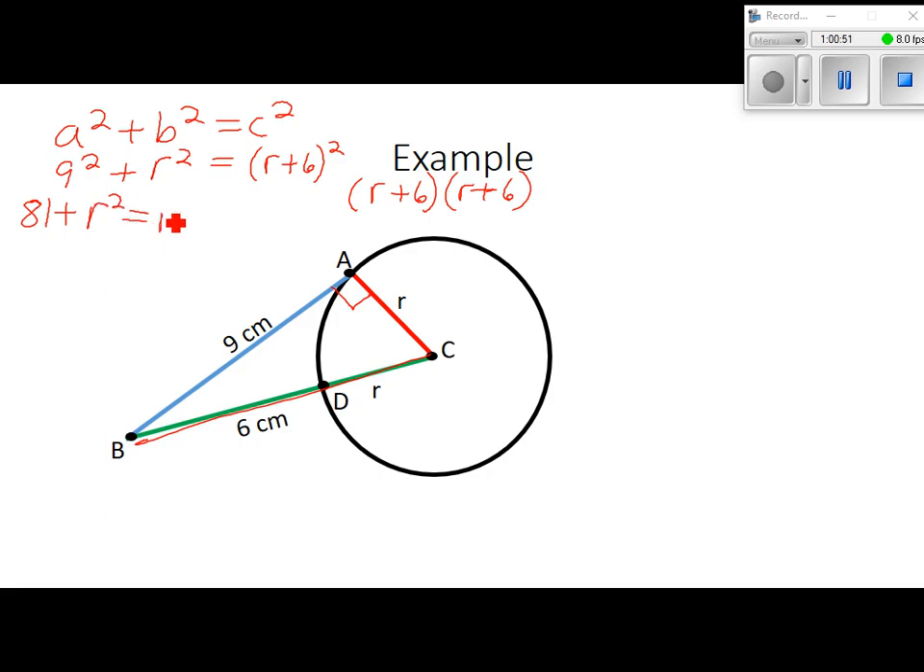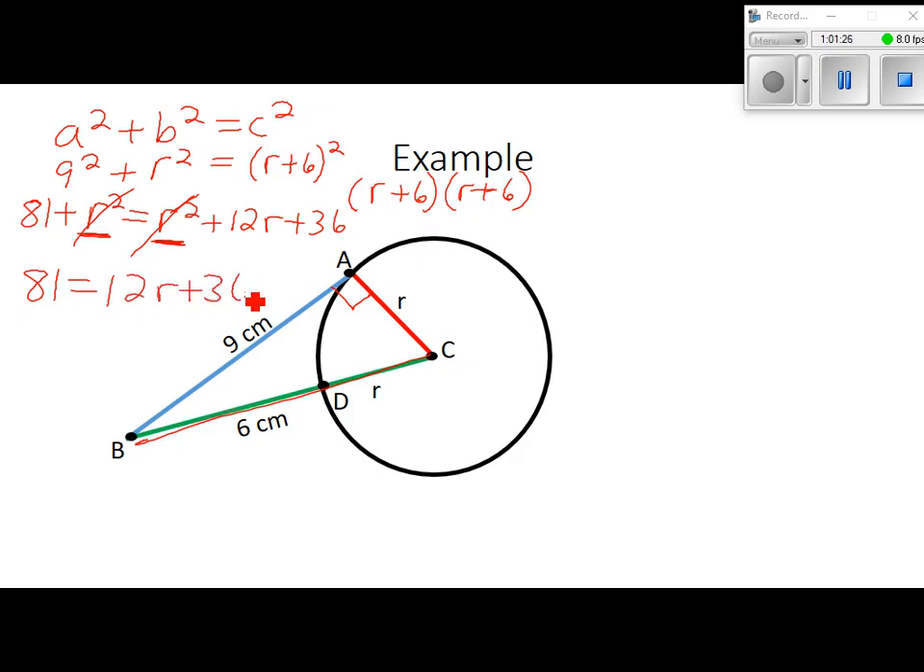r squared. Hopefully you can do some of this in your head. r times 6 is 6r. 6 times r, 6r. 6r and 6r give us 12r plus 36, if you remember FOIL from last year. Now, where most people get confused, thinking they have to factor and do all that: you've got an r squared on this side, r squared on that side. Guess what's gonna happen? They cancel each other out. So now we're left with 81 equals 12r plus 36.